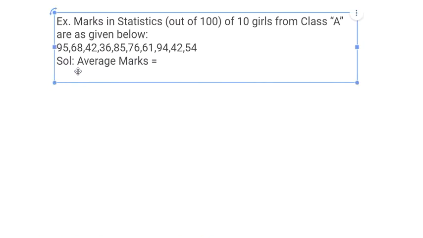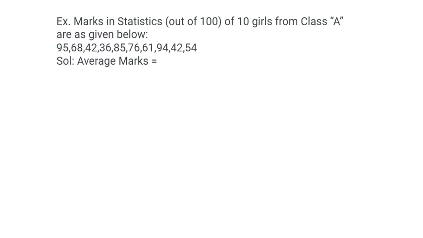Marks in statistics out of 100 of 10 girls from class A are as given below. So we have been given data. I have taken data of only 10 observations just to explain, but in real life situations, data are in large volume. In order to discuss the performance of the girls in terms of marks, it is impractical to read each and every individual's marks. Instead, what will I do? I will find one representative value of the data, that is the average.